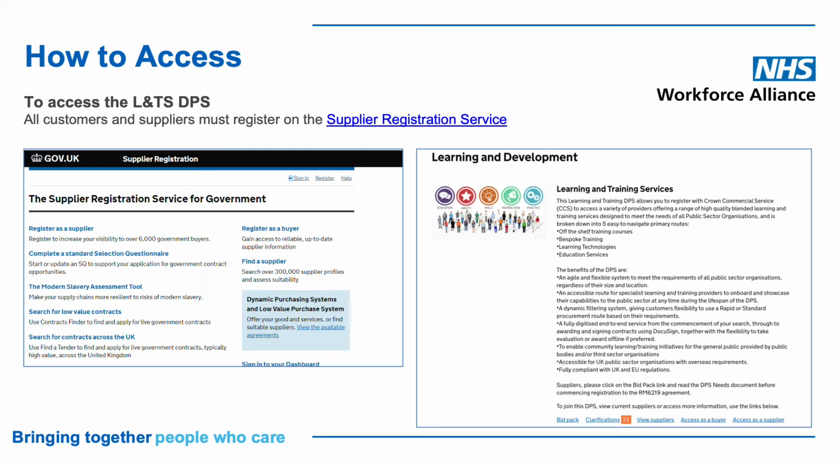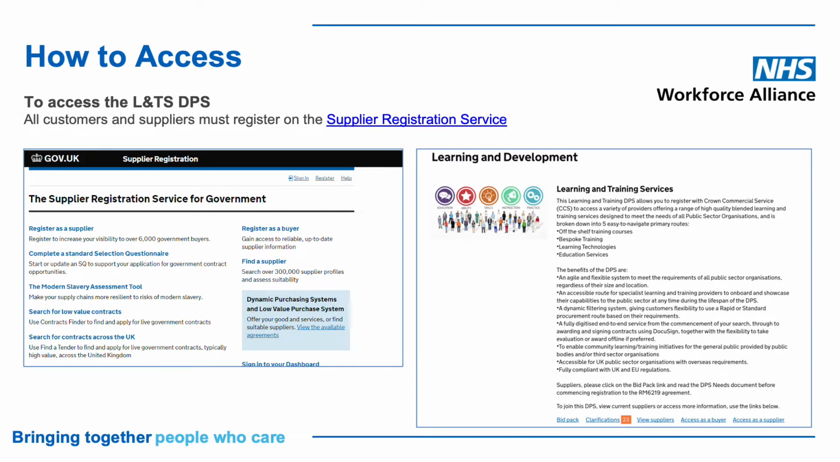So in terms of how to actually access the DPS, you access this from the supplier registration service, and there's a link at the top of this slide. On the left-hand side is the homepage. Here you can see you can register as a supplier, you can register as a buyer, and in the blue box on the right-hand side, this is where you can access all of the DPSs.